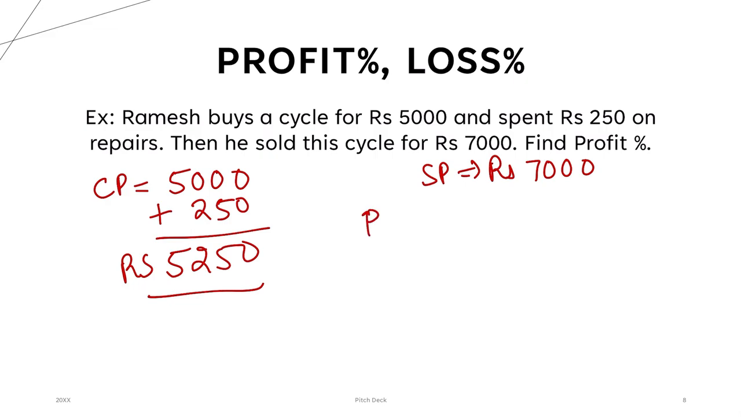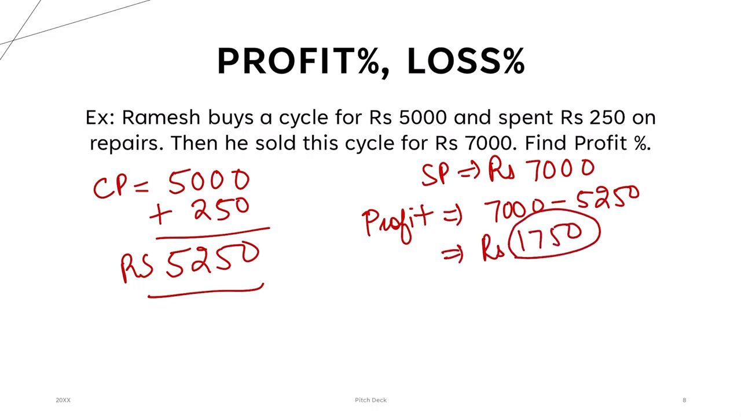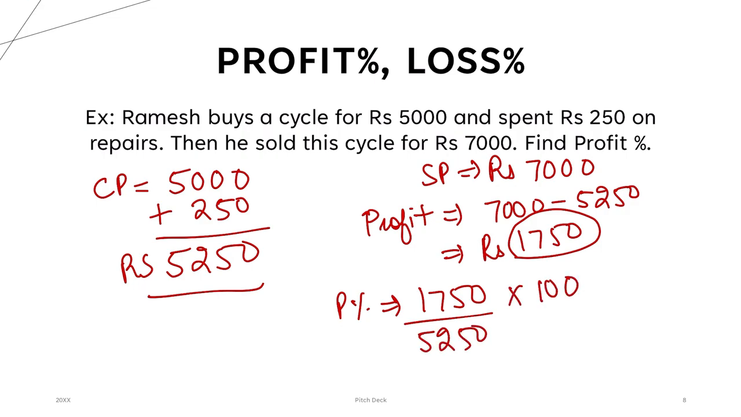Selling price is this. So profit is how much? 7,000 minus 5250, and you are getting a profit of rupees 1750. I hope this is clear. Now profit percentage is profit 1750 divided by what? SP or CP? Always CP. 5250 into 100, and you will get the value of profit percentage. I hope this is clear. Now moving on.